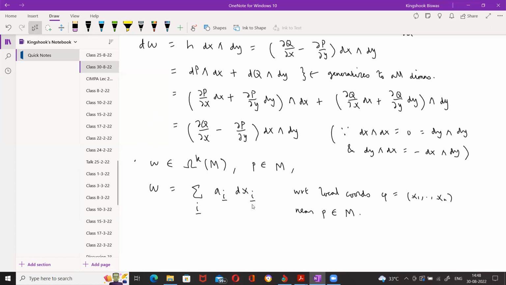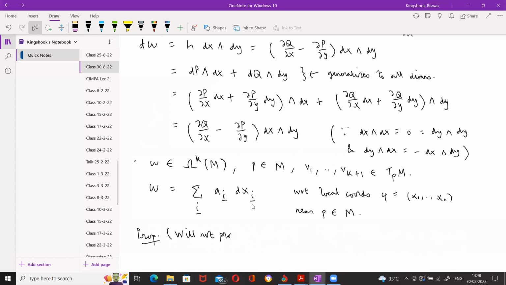And suppose I take V1 to Vk plus 1 tangent vectors at P. So then I have the following proposition, which we will not prove, but you can try to prove it. It's not straightforward, but you can try to prove it.